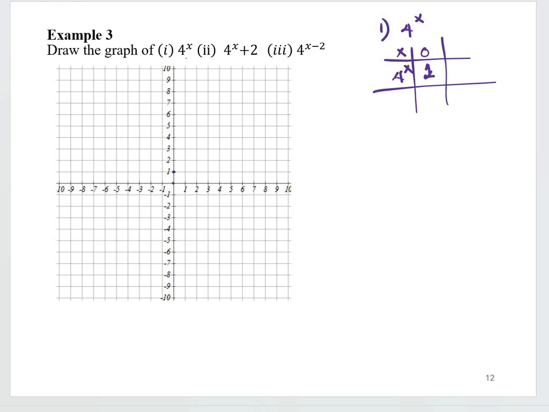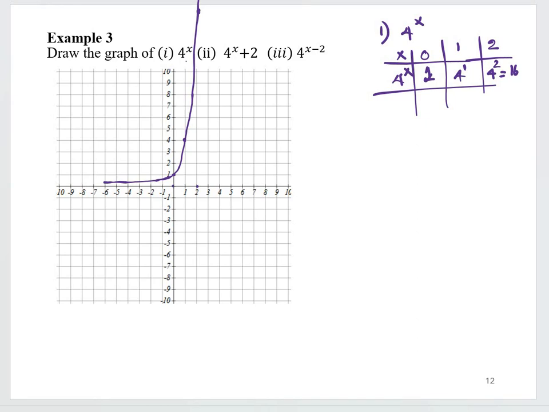When x is equal to 1, it will be 4 to the power 1, that is 4. So at 1, it is 4, right? And when x is equal to 2, it will be 4 squared, which is 16. So when x is equal to 2, it will meet somewhere there. So we can draw the graph like this. This is the graph of the function.